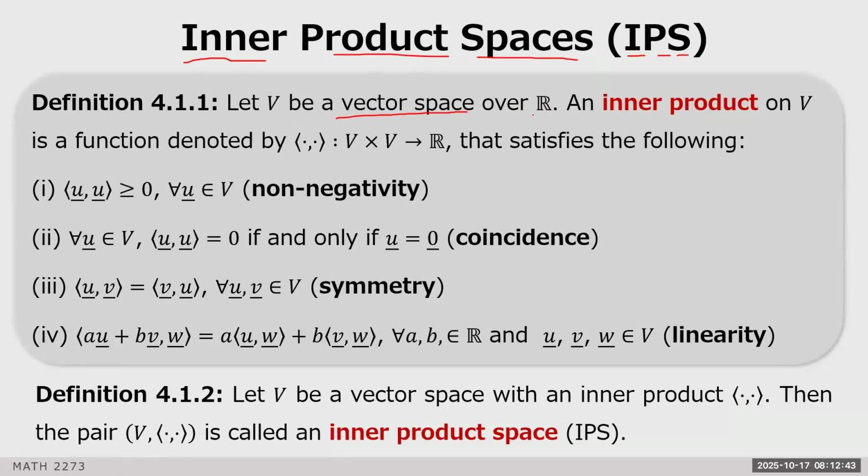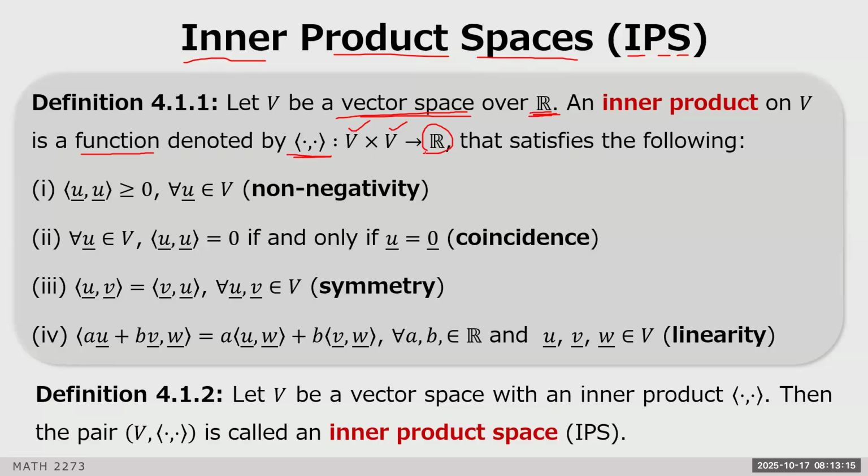space over the real numbers, and I told you all sometimes this could be over the complex numbers. It doesn't always need to be the real numbers. So it's a vector space with a special type of function. Okay, and this function we denote it by this symbol, and this function takes in two vectors from your space and it gives you a number.